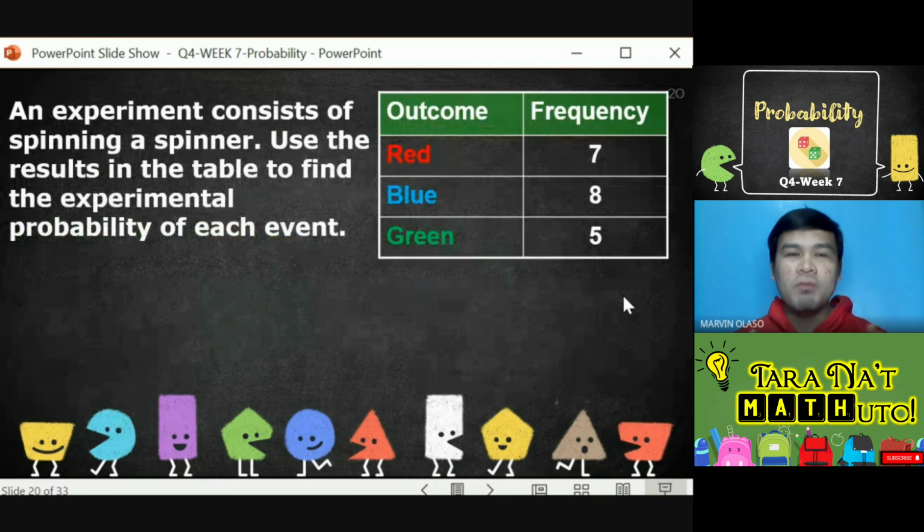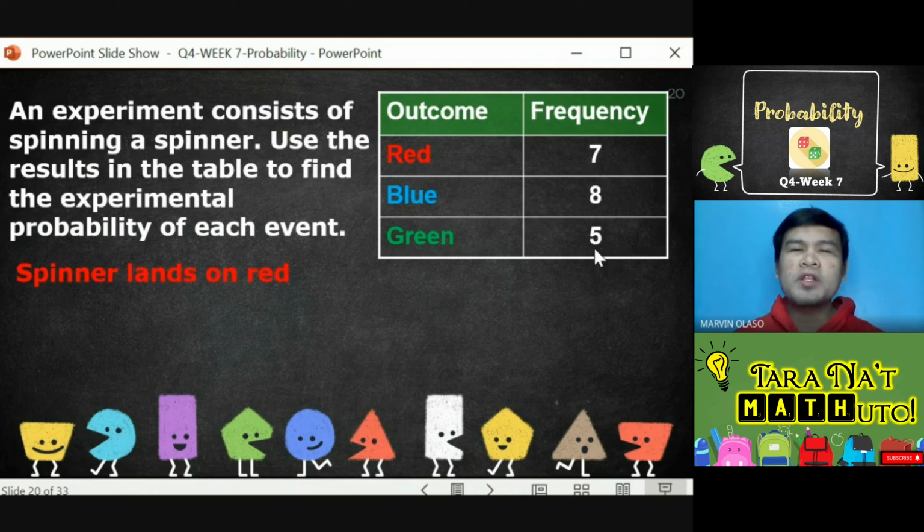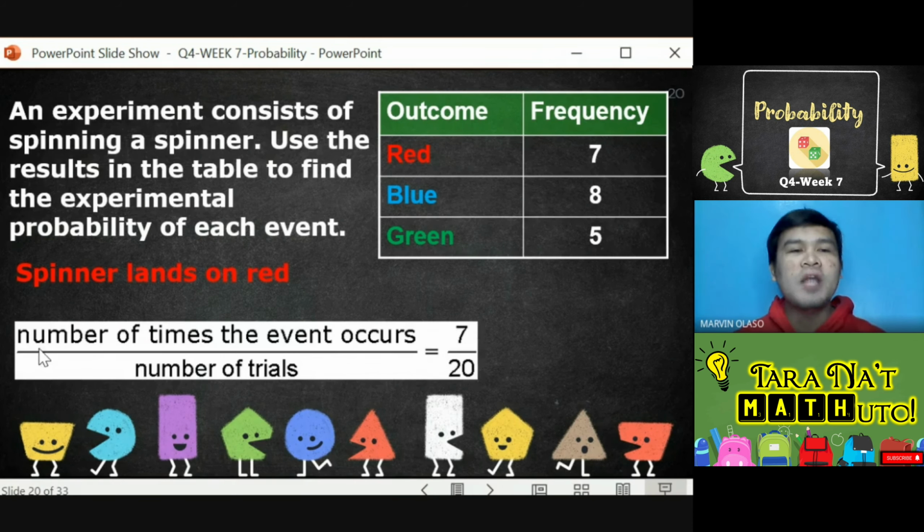For example, we have also an experiment consists of spinning a spinner. So, use the results in the table to find the experimental probability of each event. So, meron tayong red, blue, and green lamang ang ating spinner, no? So, the result, 7 times nag-appear yung red, 8 times naman yung blue, then we have 5 on green. So, the question now is, what is the probability that the spinner lands on red? Sa red naman tayo. So, again, let us use the formula. Number of times the event occurs over the number of trials.